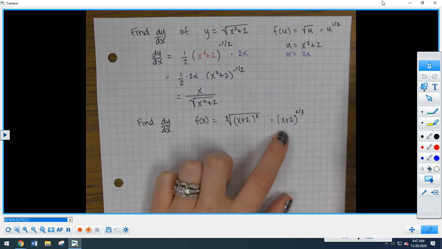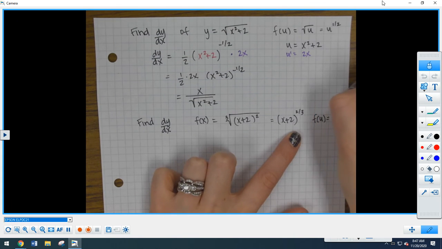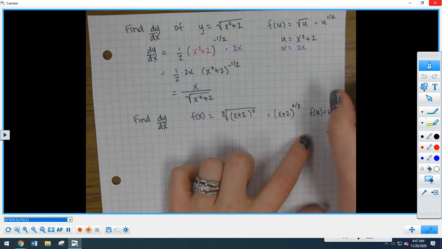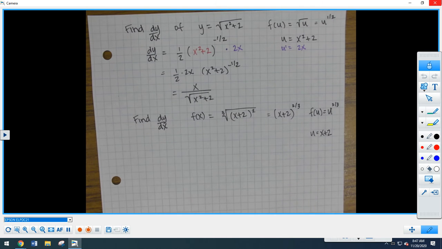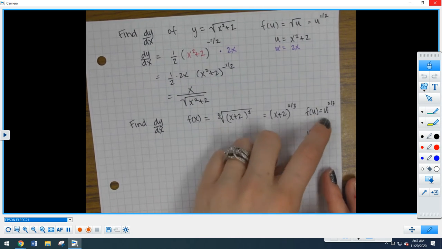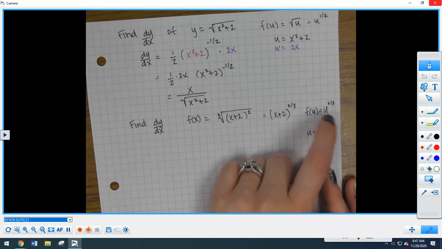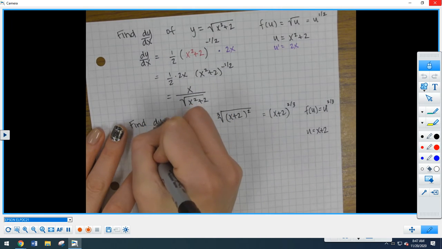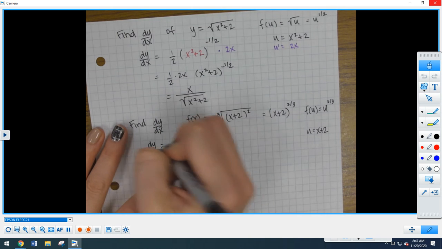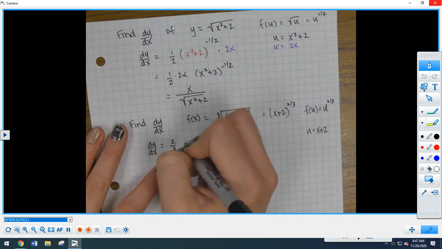Now I can identify my outside function. My f of u is u to the 2/3, which makes my u x plus 2. Okay, now I can apply my rule. I want to take the derivative of the outside function. I'm going to multiply by 2/3, and then I have to subtract 1. So the derivative here, dy dx, equals, I'm going to multiply by 2/3.